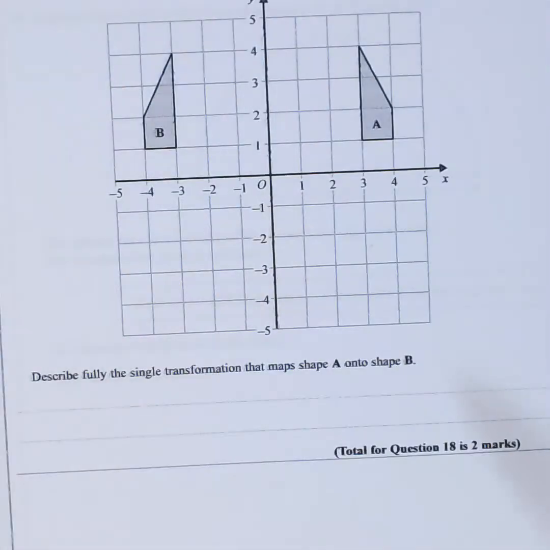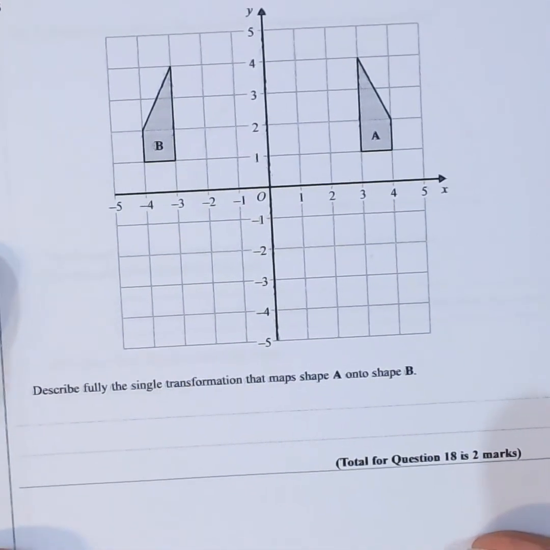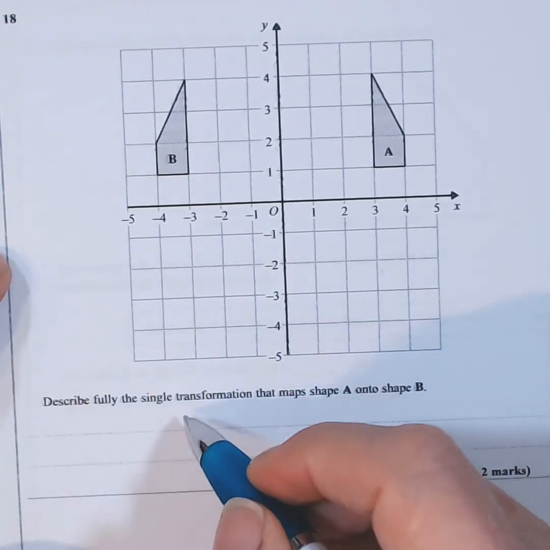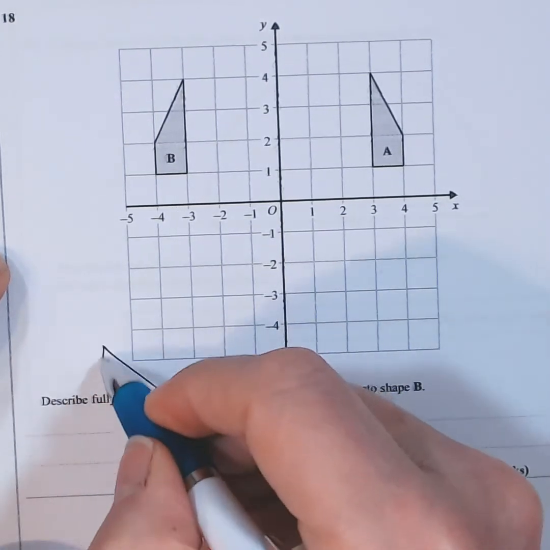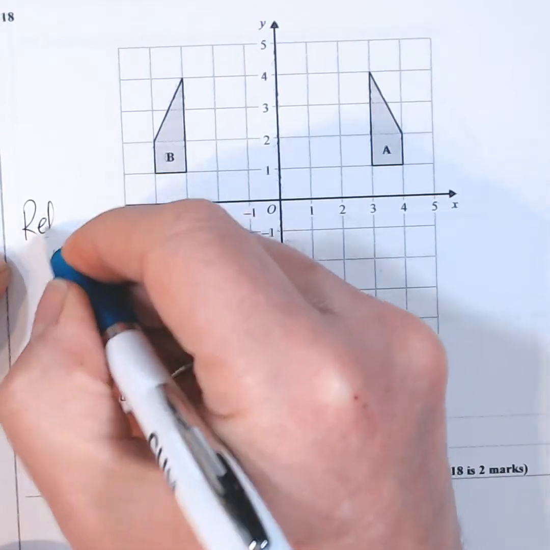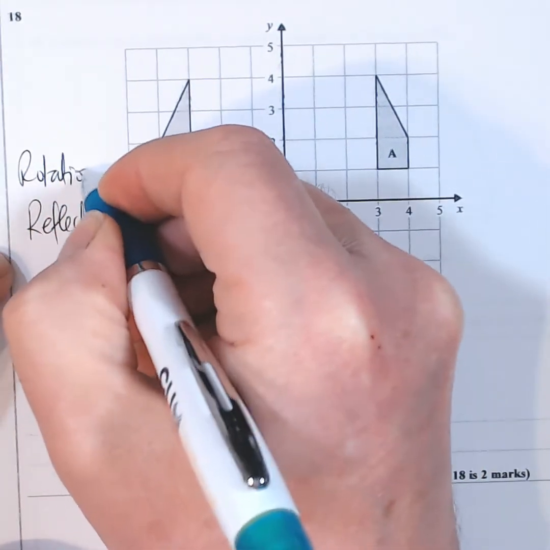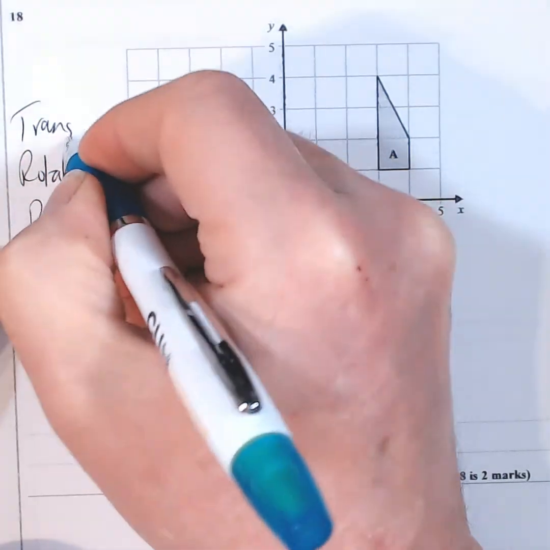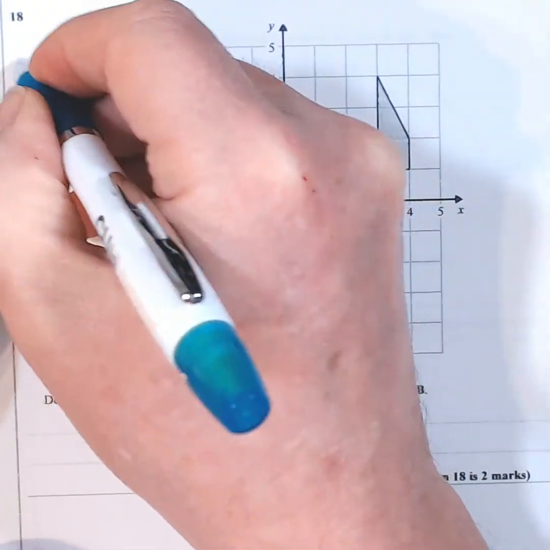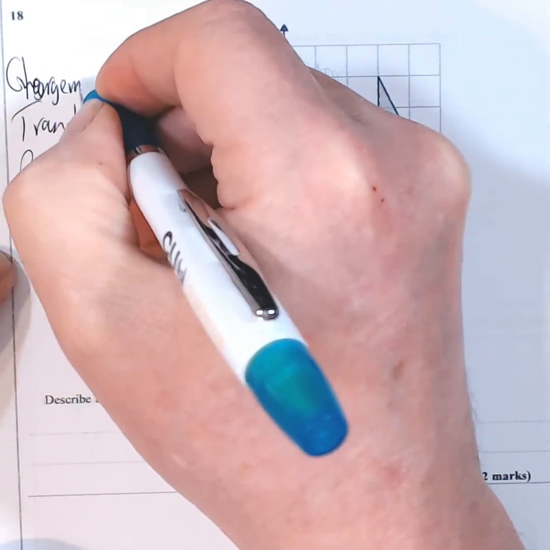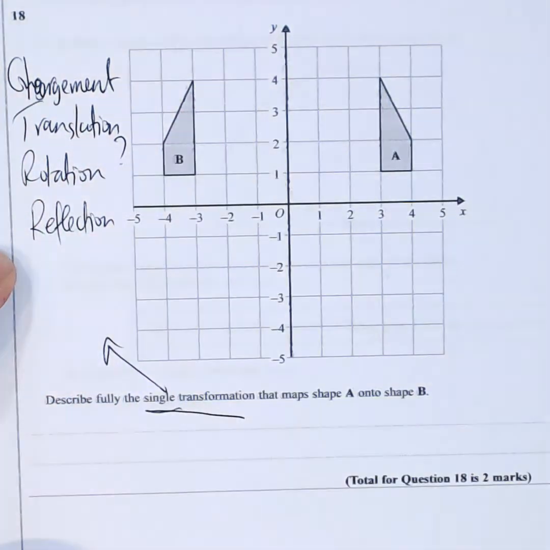Okay, so here we've got a transformation question. As soon as we see the words single transformation, we should be thinking to ourselves, is it a reflection, a rotation, a translation, or an enlargement? So it has to be one of those.